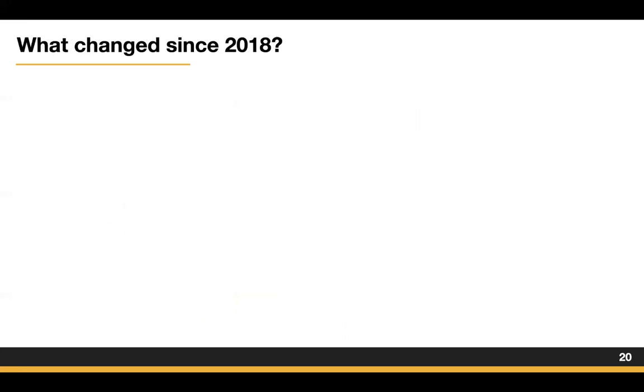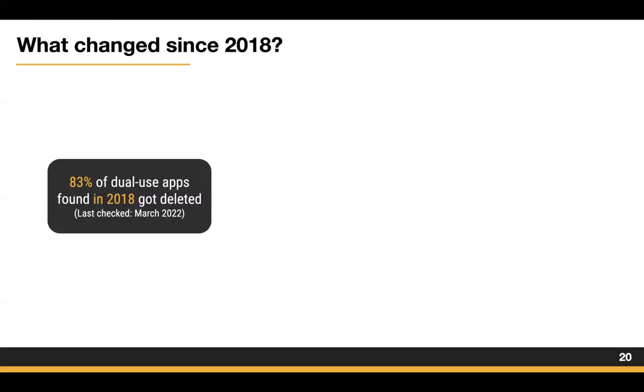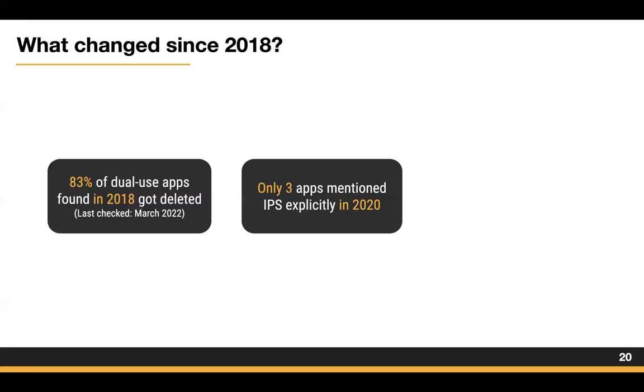So comparing our results to the 2018 study, what did change? First, 83% of dual-use apps found by prior work got deleted. We don't know whether they were deleted by Google or by developers, but these apps are not available anymore. Also, in our crawl, we found only 3 apps that mention IPS explicitly. These apps were reported to Google for violating policies.